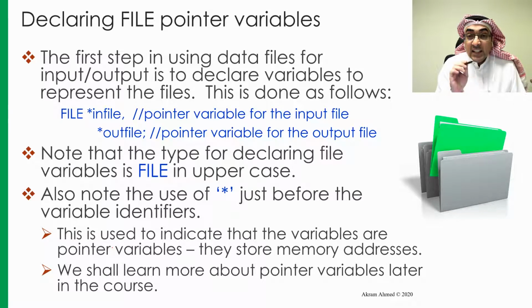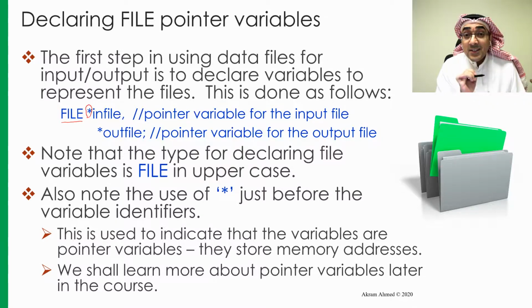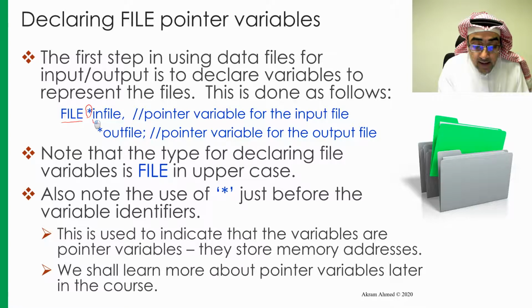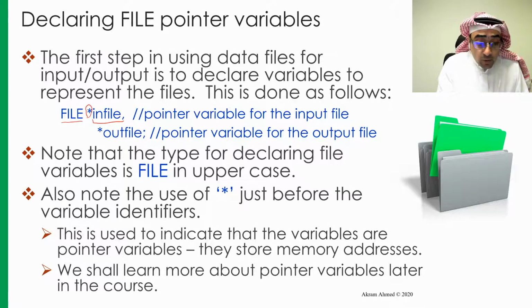So when we want to declare a variable of type file, this is how we do it. We write capital F, capital I, capital L, capital E, FILE, okay? And then we put the star, because it's a pointer to type FILE, and then we give a name to that variable. So over here, for example, it's infile. So the infile is a pointer variable, and this variable may be used to connect to a file.